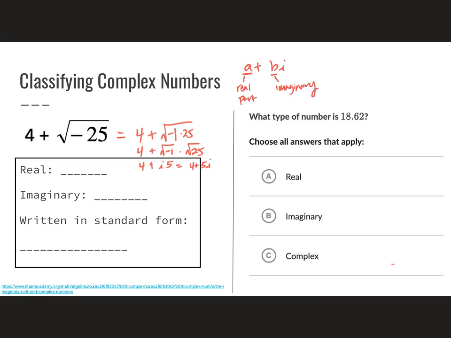When I look at this, take a minute and think to yourself, what is my real part given this complex number, and what is my imaginary part? All right, you thought about it? Let's try it out. My real part is going to be 4. My imaginary part is whatever the coefficient is for my i, and I see that my coefficient for i is 5, so my imaginary part is 5. Written in standard form, we actually already did it, so this is 4 plus 5i.